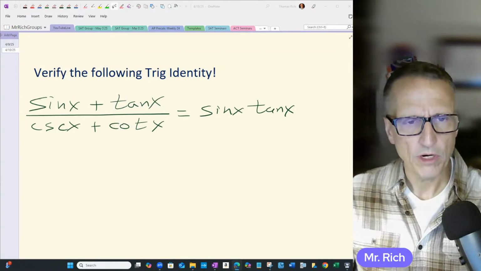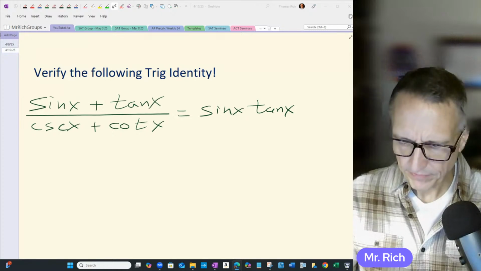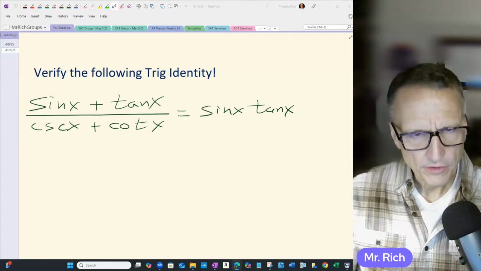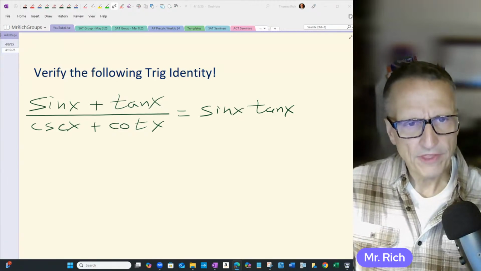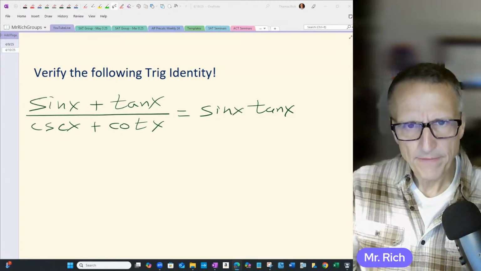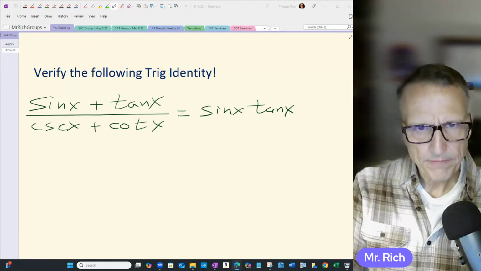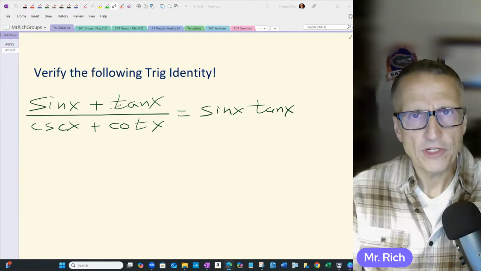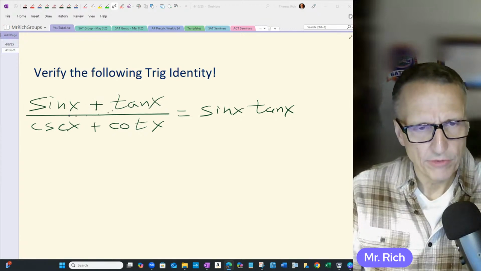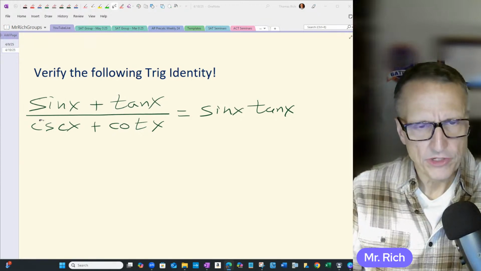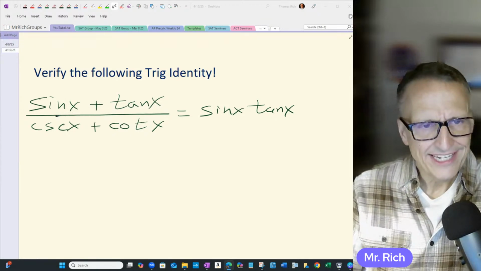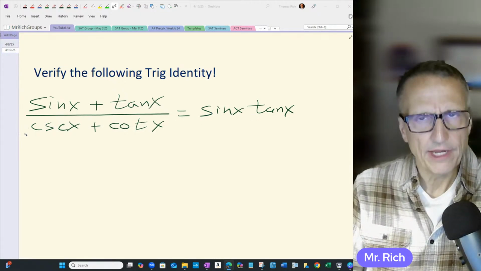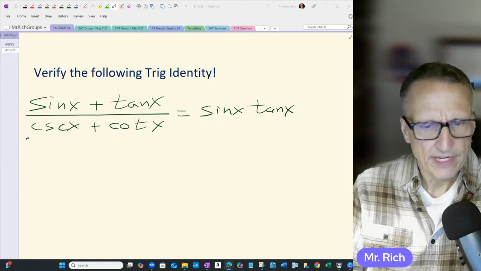So what we're going to do is work on one side of the equation, and using some manipulation and substitution using trig identities, we want to prove that the left-hand side is equal to the right-hand side. When you're doing a trig identity problem, you're going to pick one side or the other and work just with that side until you can get it, through algebra manipulation and some substitutions, to match the other side of the equation. And typically what we want to do is start with the more complicated side. So I am going to start with the left-hand side.